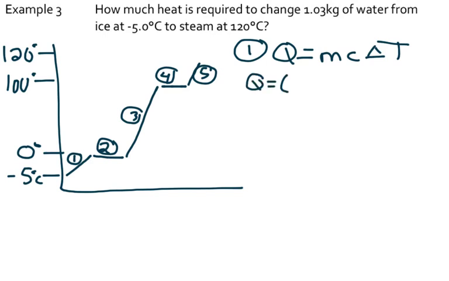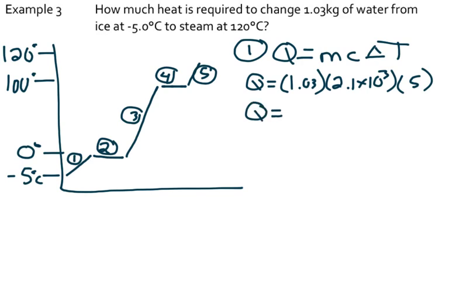The mass of the water, 1.03 kilograms. c for ice is 2.1 times 10 to the 3. And delta T, all we care about is that small 5 degree change when it's still solid ice. Multiply that out, and right now sig figs don't matter because this is just one small section. We get 10,500 joules.